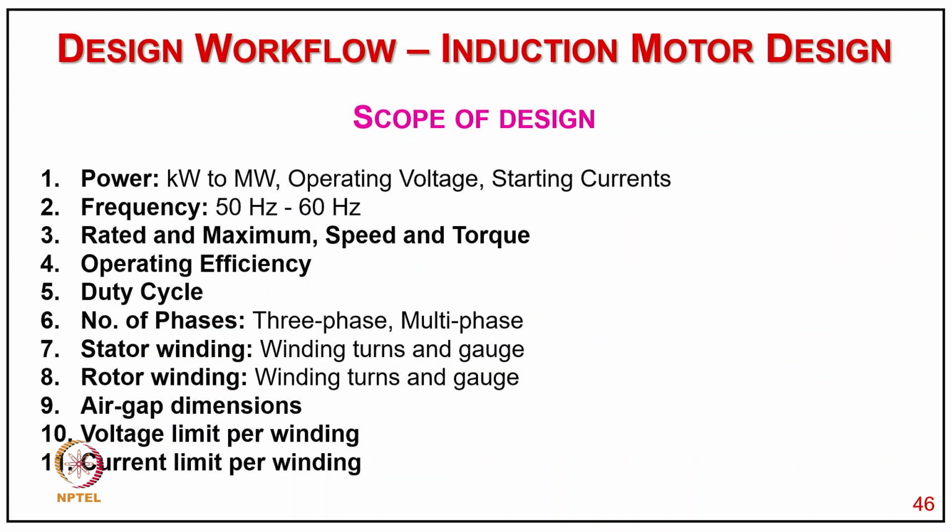So considering the scope of design, we have of course the specification, starting with power, which can be kilowatt or megawatt, especially for a motor. Then we have operating voltage, starting current, then frequency, for example 50 or 60 hertz.